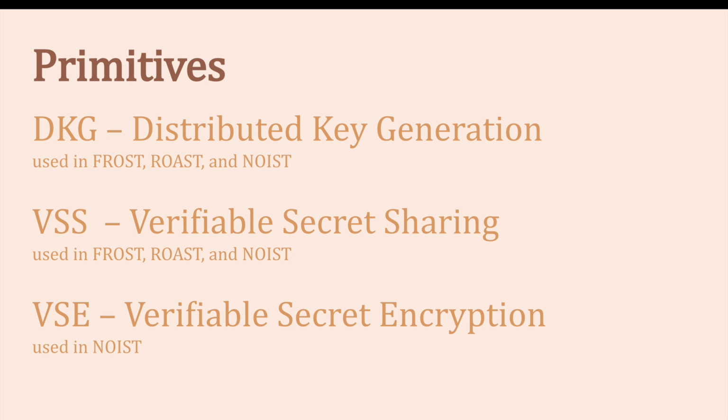So NOIST is based on three primitives. Distributed key generation is nothing new, used in Frost, ROS, as well as in NOIST. VSS, verifiable secret sharing, is simply a primitive used in Frost and ROS here as well. VSE is how NOIST largely differs from the other two. It stands for verifiable secret encryption. And this is what this whole encryption stuff I've been mentioning is all about.